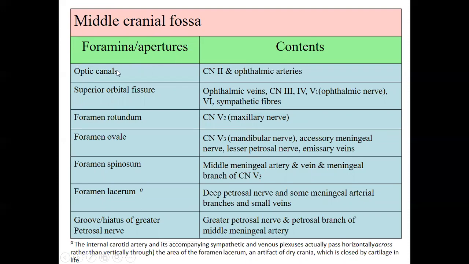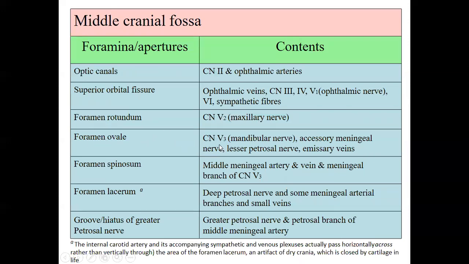Okay, in the middle cranial fossa, we have the optic canal. We have two structures passing through the optic canal: the second cranial nerve and also the ophthalmic artery. And in the superior orbital fissure, we have the ophthalmic vein, the third cranial nerve, fourth cranial nerve, ophthalmic division of the trigeminal nerve, and sixth cranial nerve, as well as the sympathetic fibers passing through the superior orbital fissure. In foramen rotundum, we have the maxillary division of the trigeminal nerve, or maxillary nerve.